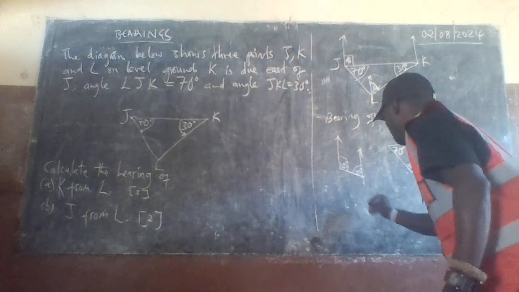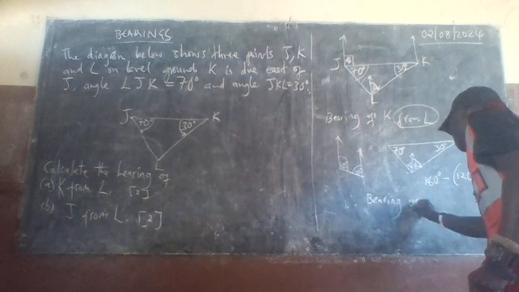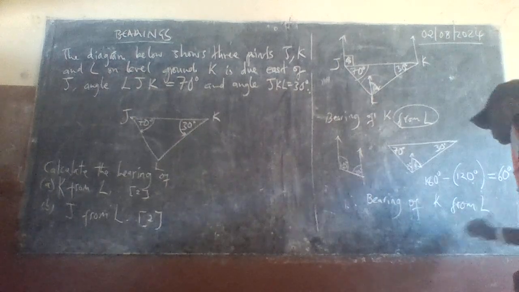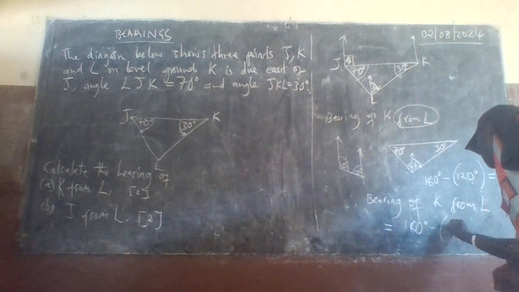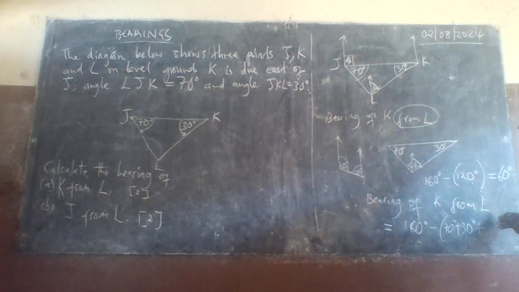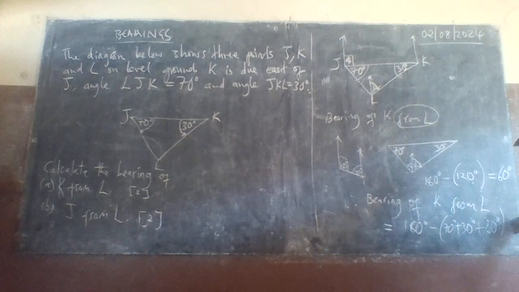Then we will say, therefore, bearing of K from L equals 180 degrees minus 70 plus 30 plus 20 degrees, which gave us 60 degrees.